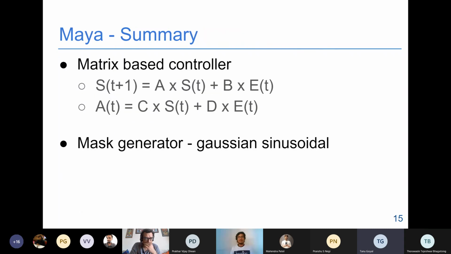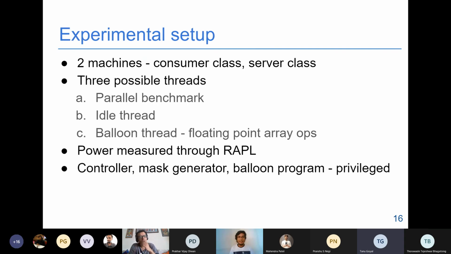So let's just quickly summarize our discussion so far. We discussed a matrix-based controller, and the equations for the controller are shown on the slide. And finally, we discussed the mask generator and how we narrowed down to a Gaussian sinusoidal mask based on the 3 requirements which were listed by the authors. Now for the next few slides, I'll go over the experimental setup and the implementation details, like how this framework is actually implemented in software.